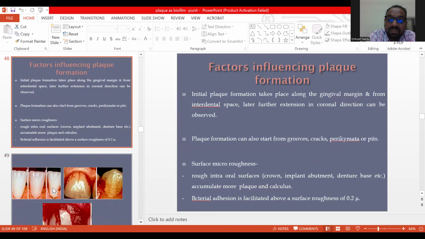The factors influencing plaque formation. Initial plaque formation takes place along the gingival margin and from the interdental space, and further extension in the coronal direction can be observed. Plaque formation also starts from the grooves, cracks, perikymata, or pits.